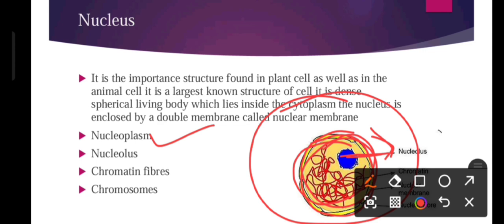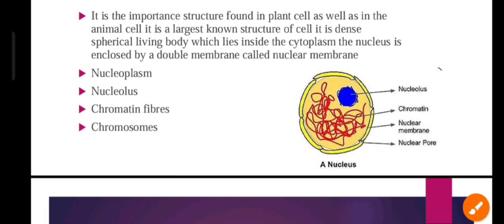And the network-like chromatin fibers. Each chromatin fiber contains thread-like structures called chromosomes. These chromosomes carry genes, which are carriers of characters from parents to offspring. Okay, that is about the nucleus.